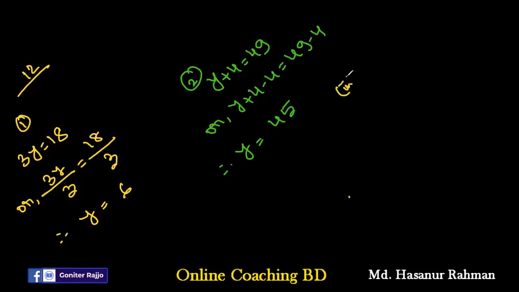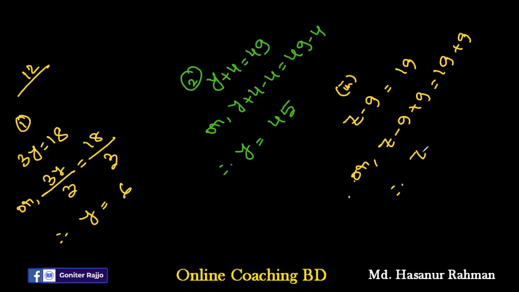Now number 3. Number 3 says z minus 9 equal to 19. To solve this equation, we have to add 9. Therefore, the value of z will be 19 plus 9, that is 28. And that is the solution of number 3. So in this way, we can solve 12, 1, 2, and 3. 1, answer is y equal to 6. 2, answer is y equal to 45. And 3, answer is z equals 28.